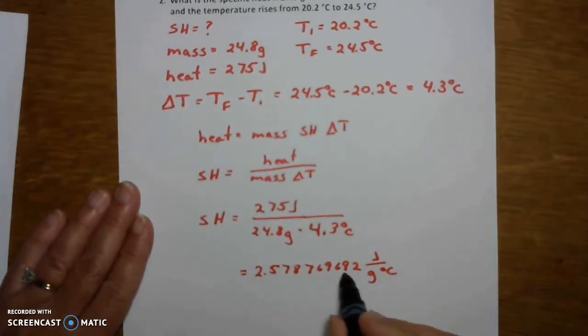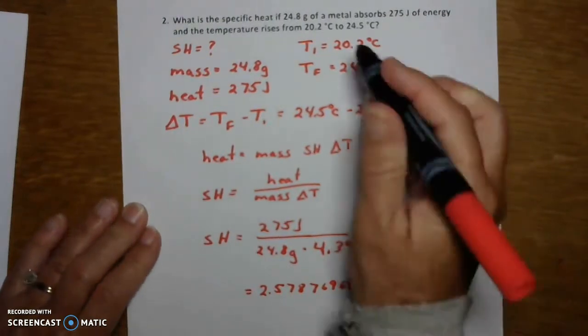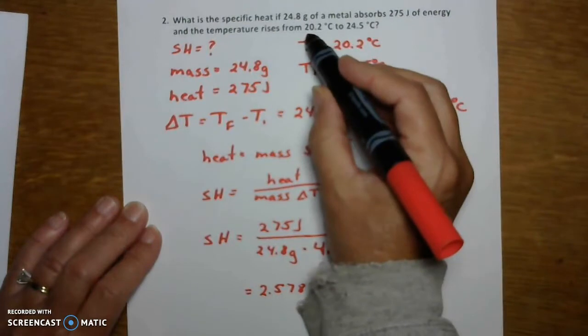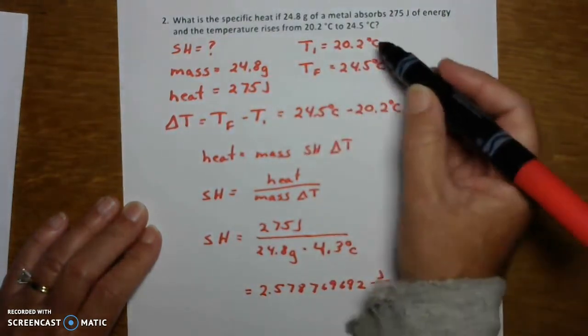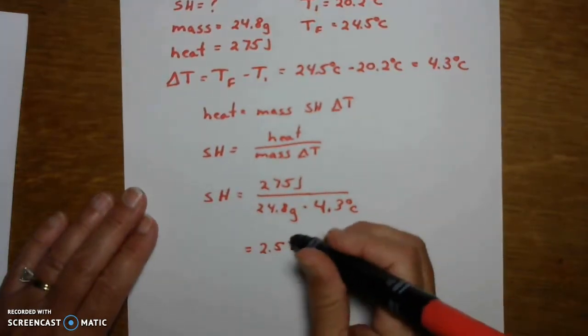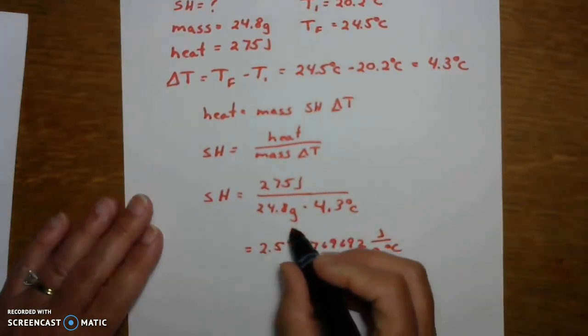Okay, I've obviously exaggerated this. This is way too many significant figures for us to keep that many digits. Let's look back up at our problem. Looks like we've got 3 significant figures here, 3 here, 3 here, and 3 here. So our answer should have 3 significant figures. So we'll need to round here at the 7.